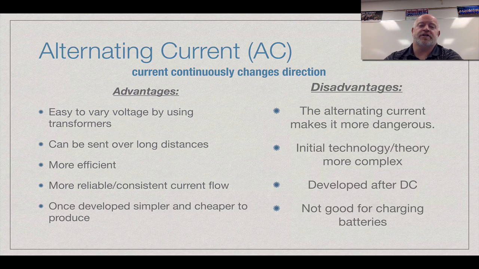Okay, AC current is always changing direction. So here's some advantages by doing that. You can really easily vary the voltage. So transformers, and we're not going to get into how they all work, but basically a transformer is a device that allows you to change your voltage as it works through different areas. Power companies send power out, and then in different spots they actually can transform that.